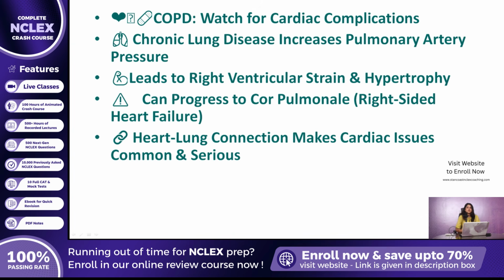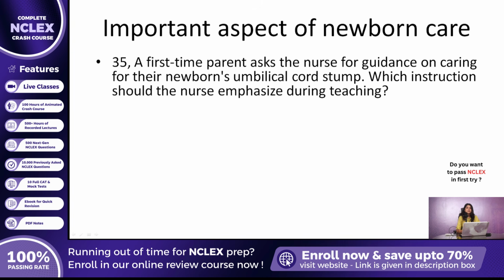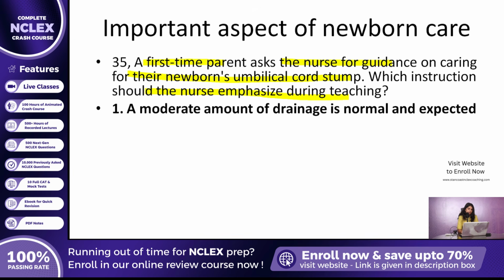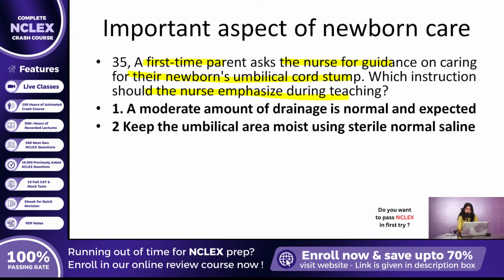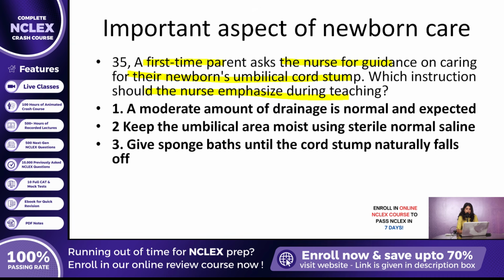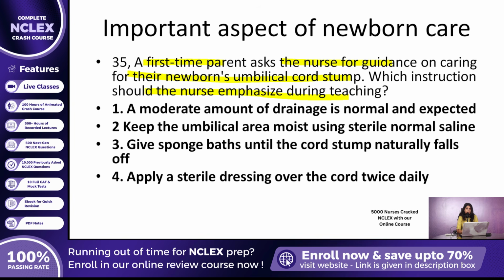Shifting our attention now to question number 35, we look at an important aspect of newborn care. A first-time parent asks the nurse for guidance on caring for their newborn's umbilical cord stump. Which instruction should the nurse emphasize during teaching? The options are 1. A moderate amount of drainage is normal and expected. 2. Keep the umbilical area moist using sterile normal saline. 3. Give sponge baths until the cord stump naturally falls off. 4. Apply a sterile dressing over the cord twice daily.